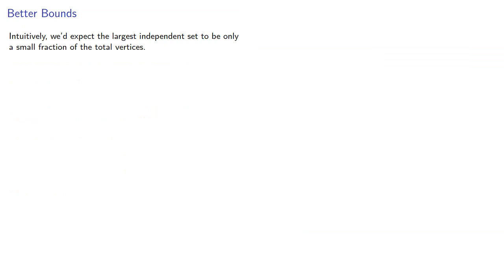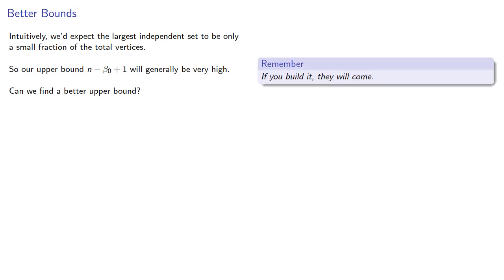Intuitively, we'd expect the largest independent set to be only a small fraction of the total vertices. So, in general, our upper bound will generally be very high. And so, can we find a better upper bound? If you build it, they will come. So let's think about that.